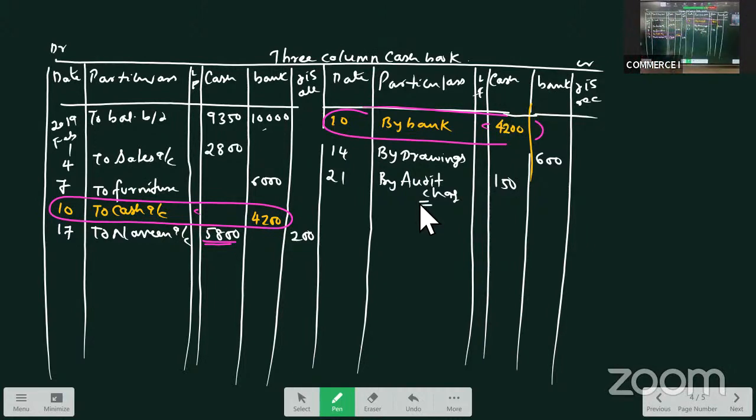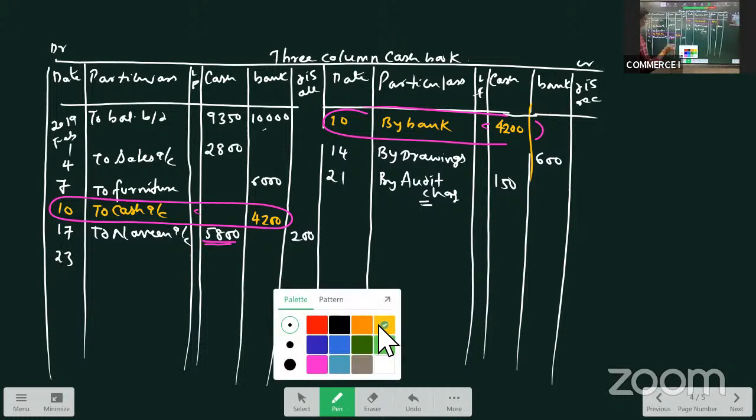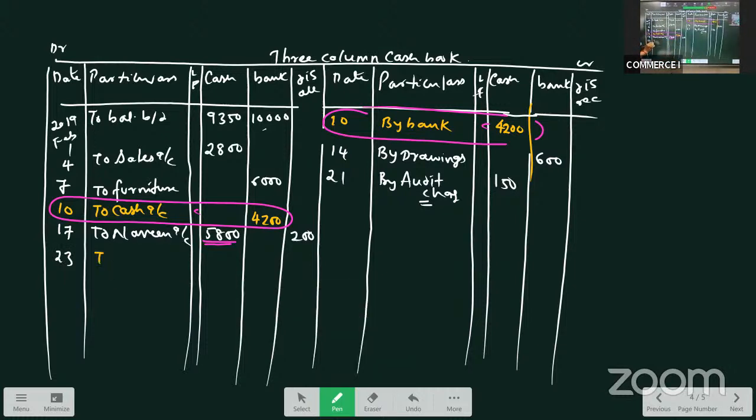Okay. Then Naveen check deposited into bank. So on 23rd, the check we received on 17th is deposited into bank. So this day, it will become a contra entry. Sir, amount is not given here. Why would he give amount again? We have received the check worth rupees 5,800. Obviously, it is the same check we are depositing into bank, so there is no need to mention the amount again. Is it clear? Okay. By bank, we write 5,800 in cash.